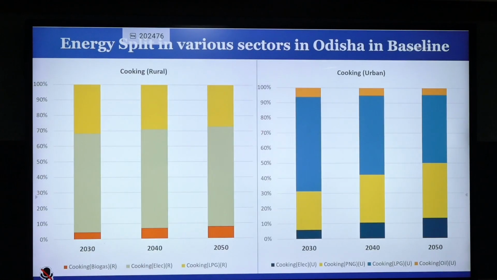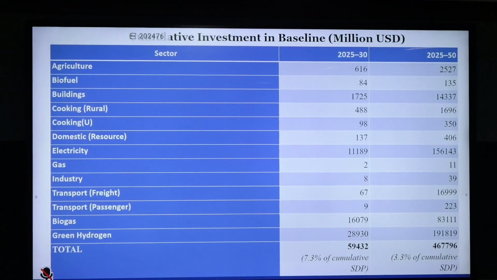So basically, even if we get this kind of outcome, what kind of investment will come? We come to a picture like this. The total investment will come to around 25 to 50, capturing 3.3% of cumulative SDG. The maximum will come from domestic resources.